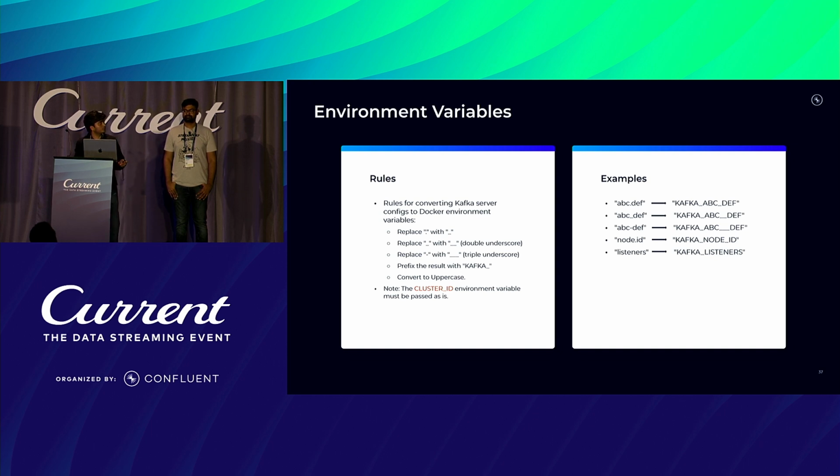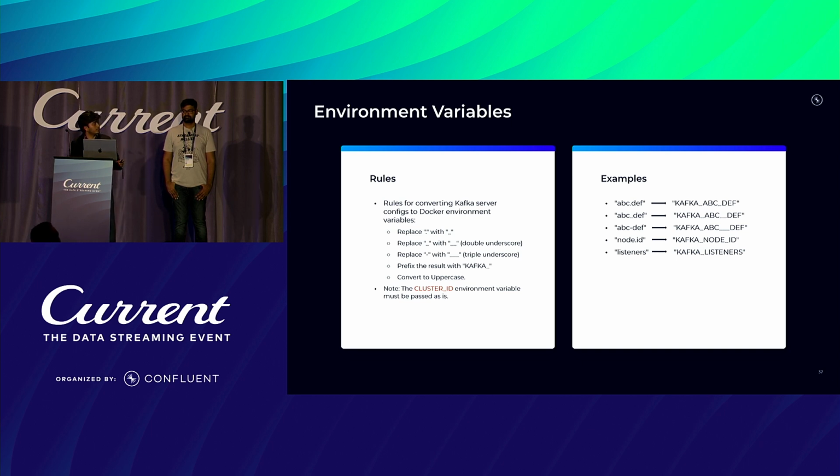I've added a few examples as well. If your server config is something like abc.def, the dot is replaced by an underscore, and the resultant config on the right-hand side is KAFKA_ABC_DEF. Similarly, in the second example, underscore is replaced with a double underscore, and in the third one, dash is replaced with a triple underscore. The fourth example is a real Kafka server config like node.id. The environment variable for this will be KAFKA_NODE_ID, all in caps. And listeners will become KAFKA_LISTENERS.